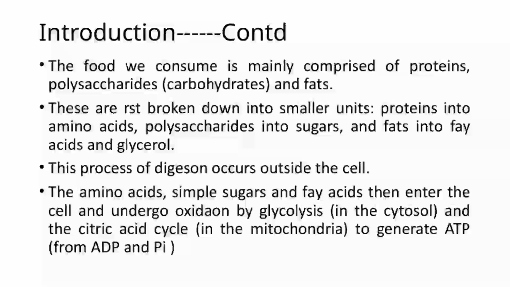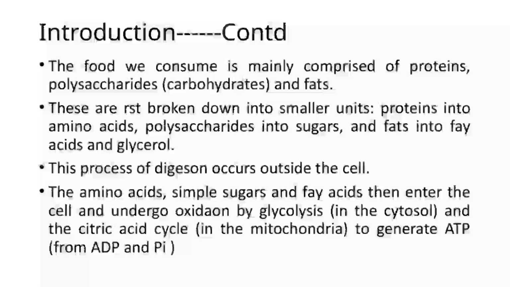The food we eat is mainly made up of three key components: proteins, polysaccharides, which are basically carbohydrates, and fats. When we consume these nutrients, our body first breaks them down into smaller, more manageable units. Proteins are broken down into amino acids, polysaccharides into sugars, and fats into fatty acids and glycerol. This initial digestion process happens outside the cells, in our digestive tract. Once these smaller molecules are formed, they enter our cells. Inside, they undergo further processing through oxidation.